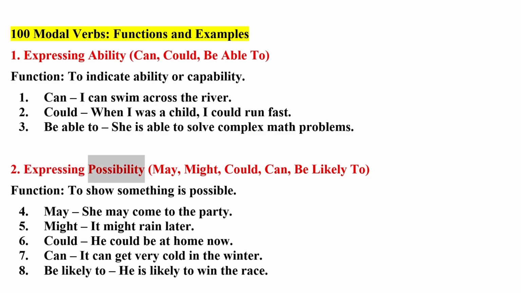2. Expressing possibility: may, might, could, can, be likely to. Function, to show something is possible. May, she may come to the party. Might, it might rain later. Could, he could be at home now. Can, it can get very cold in the winter. Be likely to, he is likely to win the race.